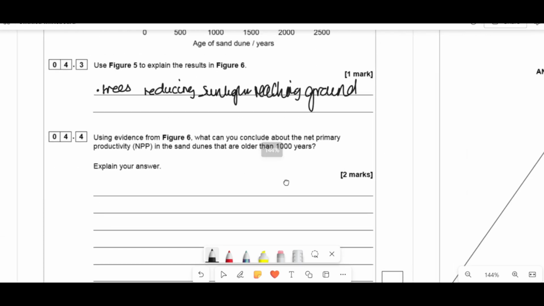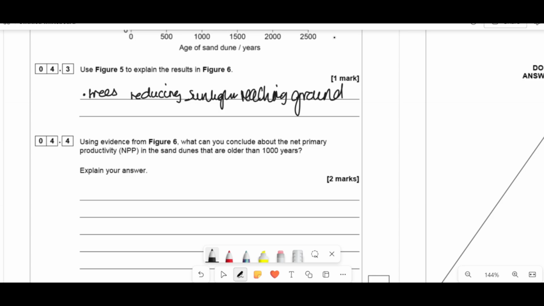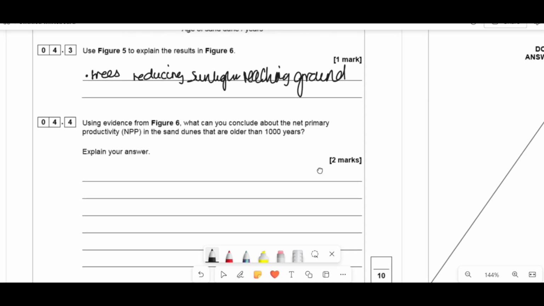So if we look here, beyond 1,000 years, what do we notice? We can see that the percentage of sunlight hitting the ground is constant. So just a revisitation of what net primary productivity is.